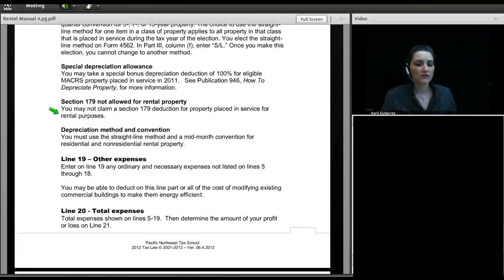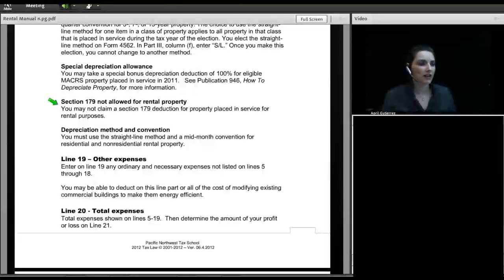Now, do not confuse bonus depreciation with the Section 179 deduction. You are not allowed to claim a Section 179 deduction for property placed in service for rental purposes. And I could see that as being a good test question, whether you're on the Registered Tax Return Preparer exam or Oregon's Consultant exam or the C exam. You cannot use the Section 179 deduction for rental property, period. Bonus, yes. Section 179, no. Got it?